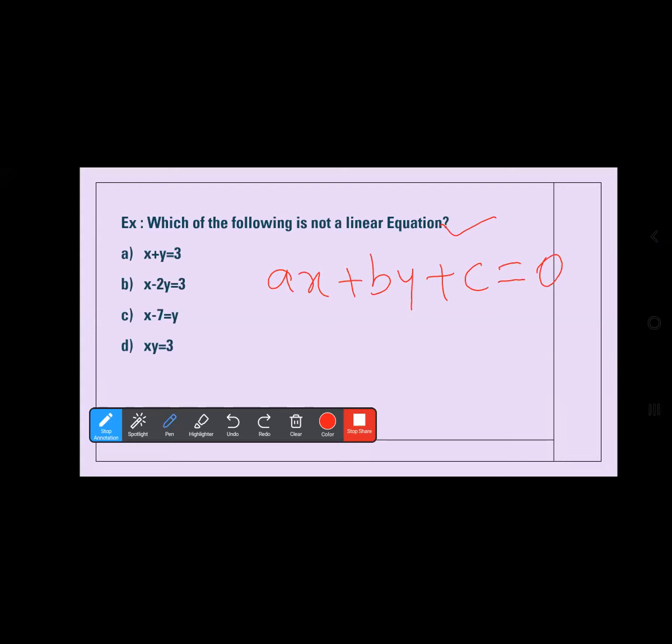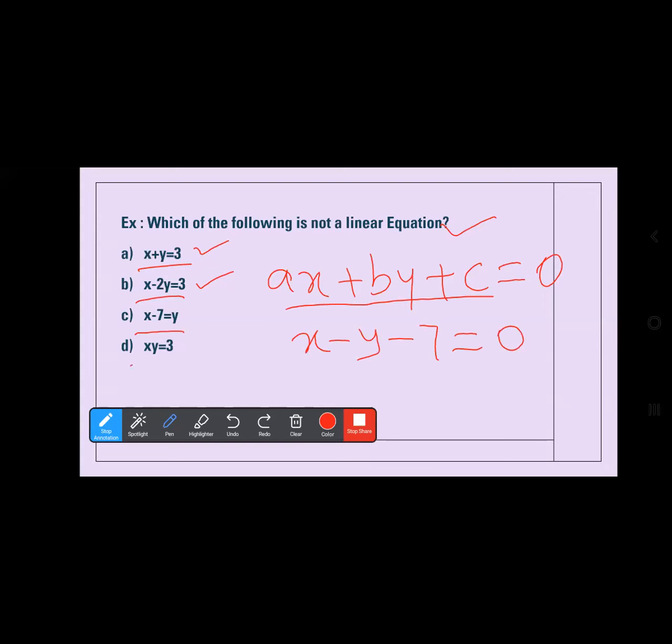So here 4 options are given: x plus y equals 3, x minus 2y equals 3, x minus 7 equals y, xy equals 3. Now here this is a linear equation in 2 variables. x and y are there. Degree is 1. So it is a linear equation. This is also a linear equation in 2 variables. Now this equation, if I arrange it in the standard form, it will be x minus y minus 7 equals 0.